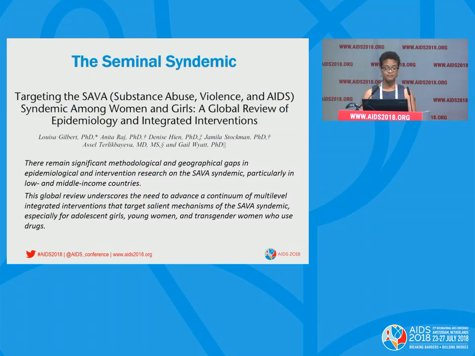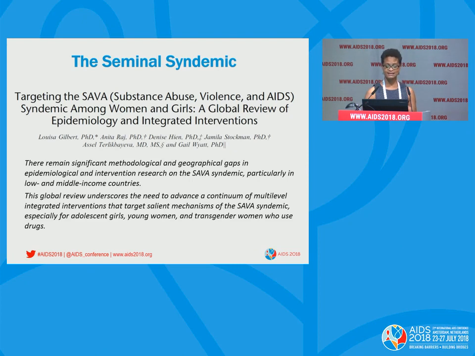SAVA, which some of you may have heard of, substance abuse, violence, and AIDS, is the seminal syndemic that was first described in the literature by Merrill Singer in 1996. Not surprisingly, it was studied among women and girls. And recently, I think this was published in 2016 or 2017, Louise Gilbert and colleagues published a systematic review looking at the literature that had been accumulated to date on the SAVA epidemic among women and girls.